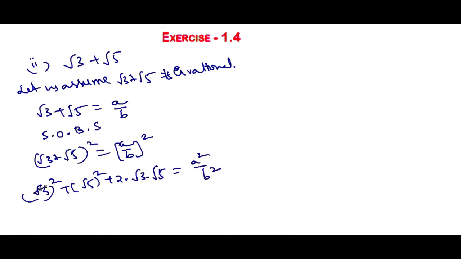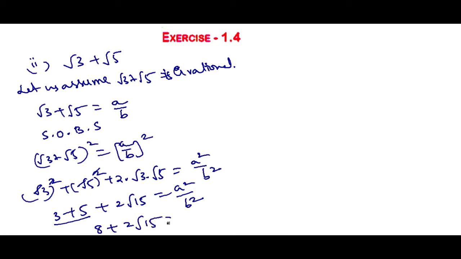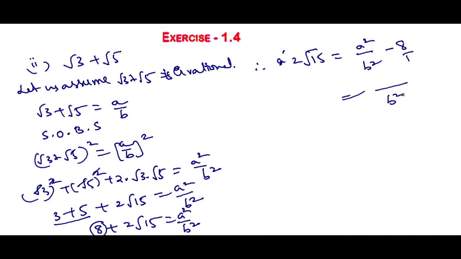Now you can cancel the square root and square: you will get 3 plus 5 plus 2 into root 3 and root 5, which becomes root 15, which is equal to a square by b square. On the left side we add these two, and you will get 8 plus 2 root 15, which is equal to a square by b square. Now if you transpose this 8 to the right side, what will become now? 2 root 15 on the left side, and the right side will become a square by b square minus 8. Now take the LCM on the right side, which is b square.